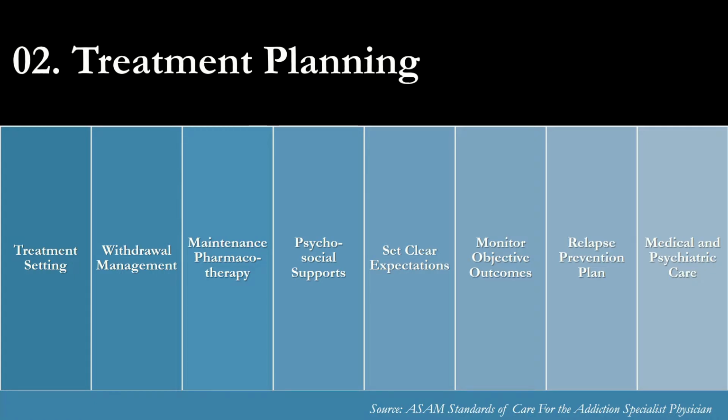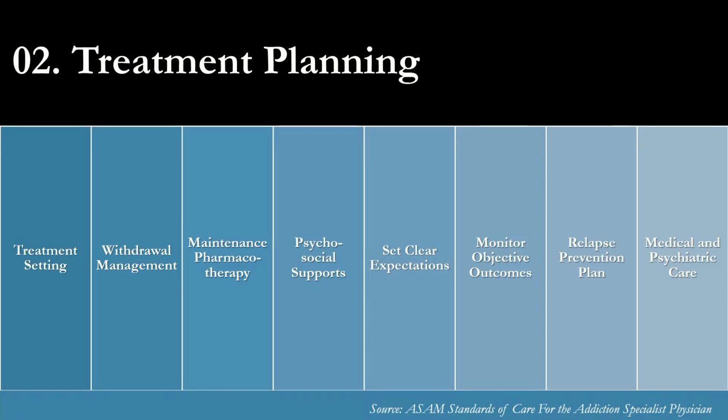The third area, and one of the most important areas, is really looking at maintenance pharmacotherapy. Pharmacotherapy exists for opioid use disorder and alcohol use disorder and is being explored for many other substances. But if this is an option, this has to be considered and is really the standard of care. And Dr. LeMay will talk more about this shortly.